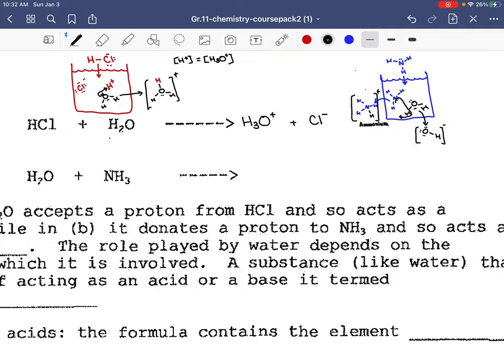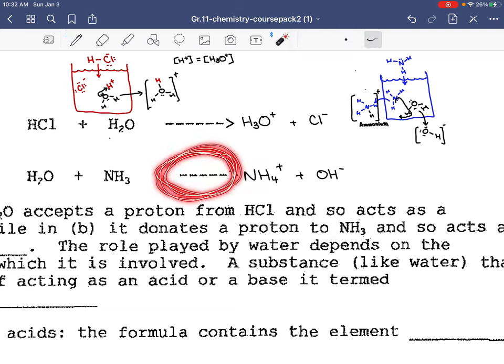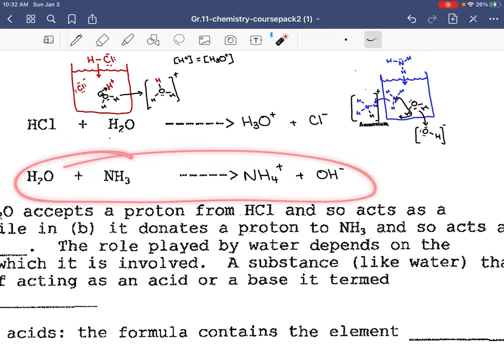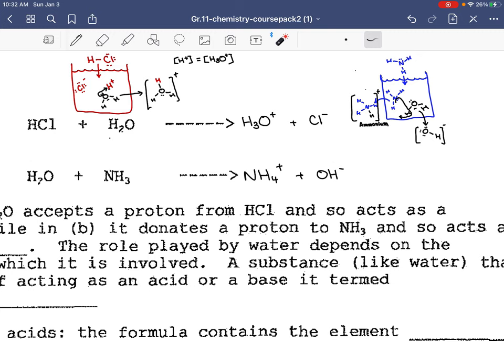So to finish off this reaction, H2O plus NH3 will give you NH4 plus and OH minus. Just like how my drawings are proving the fact. Now, there's actually a problem with this arrow though. This reaction right here is not a unidirectional reaction. It's actually an equilibrium reaction. But that's not something you need to know right now. Maybe later.